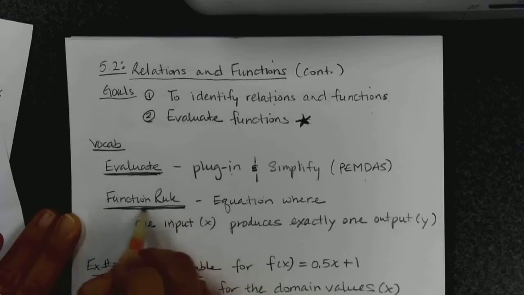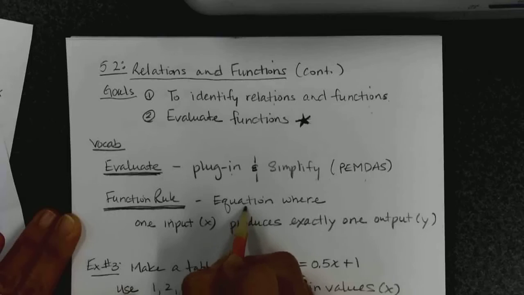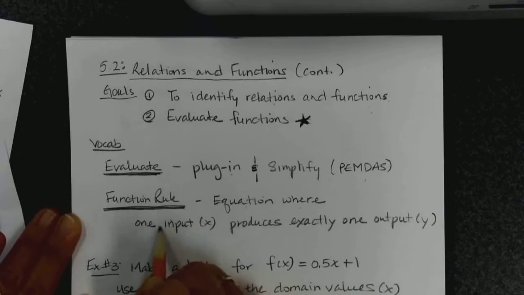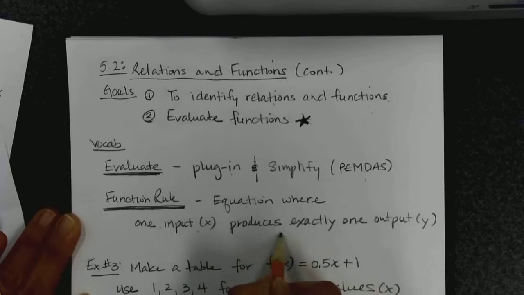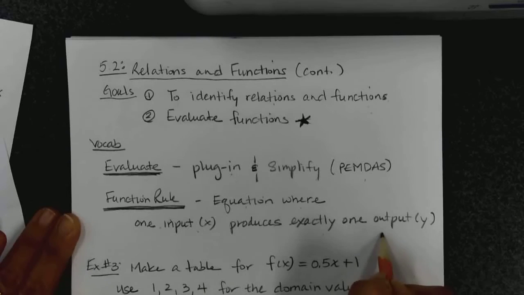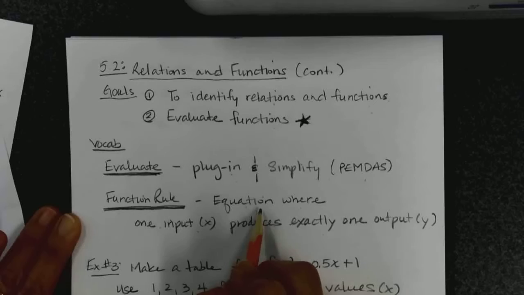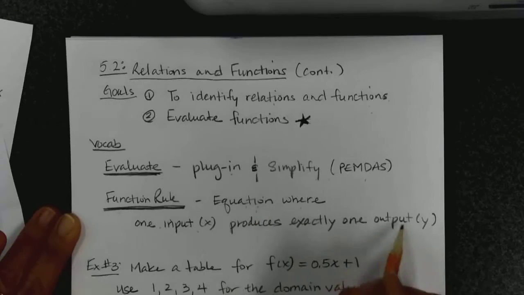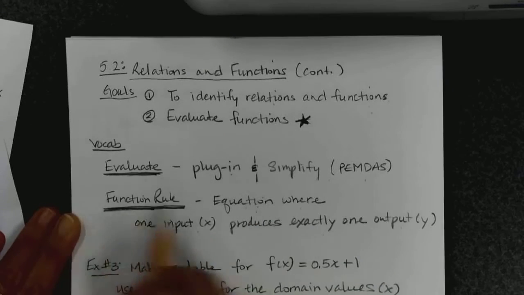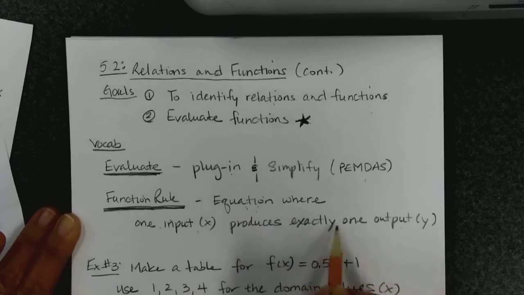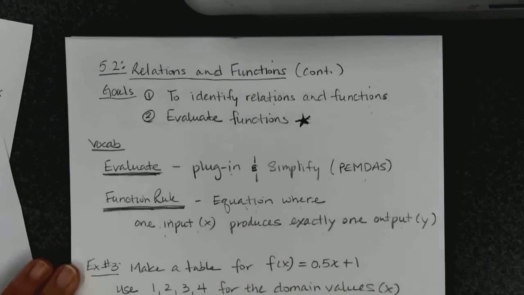The next word is function rule. A function rule is an equation where one input, which is your x, produces exactly one output. Not every equation is a function rule, because not every equation produces exactly one output. But a function rule is when an equation produces exactly one output for every input you plug in.